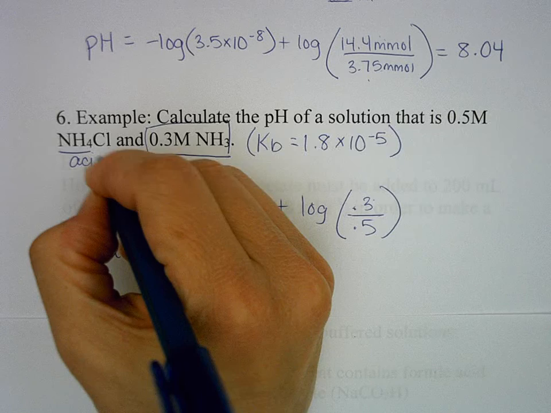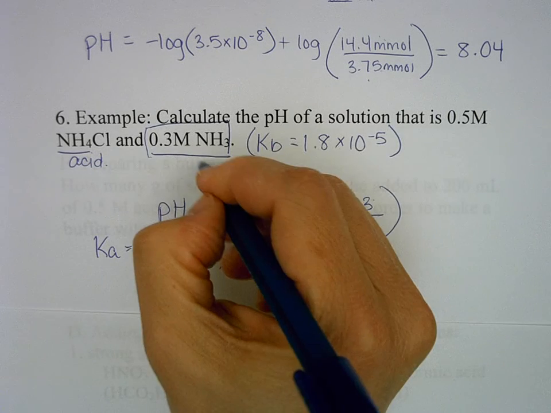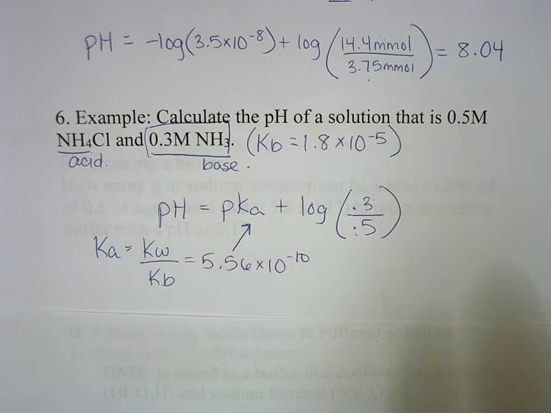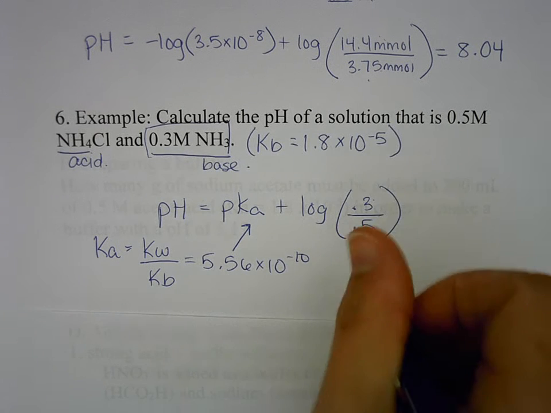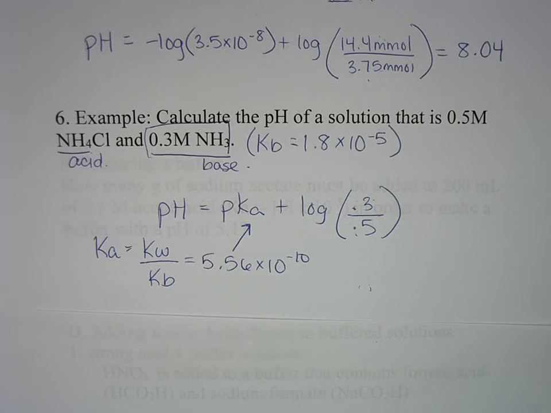So the NH4 plus is the acid part that gets plugged in, and NH3 is the base. That's the only difference. You've got to convert Kb to Ka before you can plug it into this equation. The equation still works.